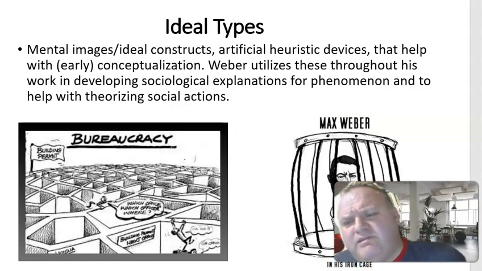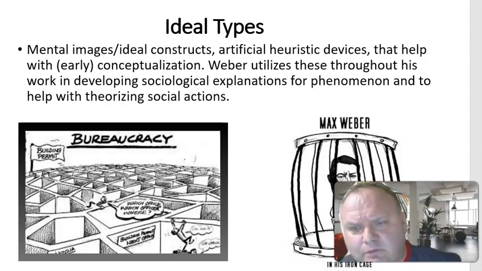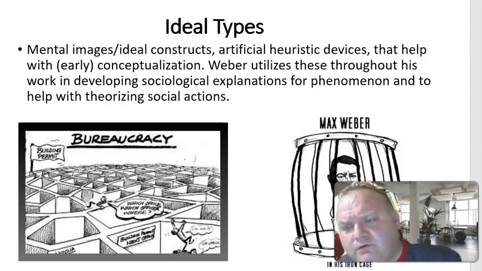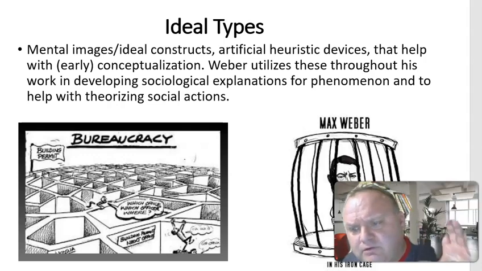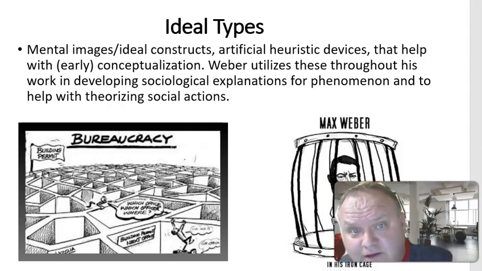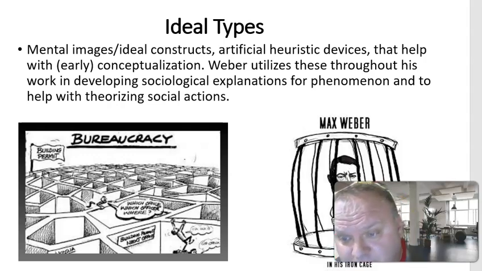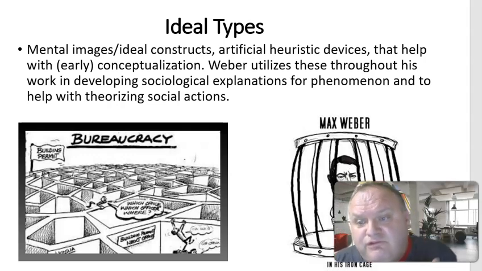So what exactly are ideal types? What did Weber talk about here? What was he really doing? It's a kind of early theorization, early conceptualization process. You're trying to develop a mental image or an artificial construct. Sometimes people call it a heuristic device that you're using to explain mass sociological phenomena, okay? But you're still just theorizing.